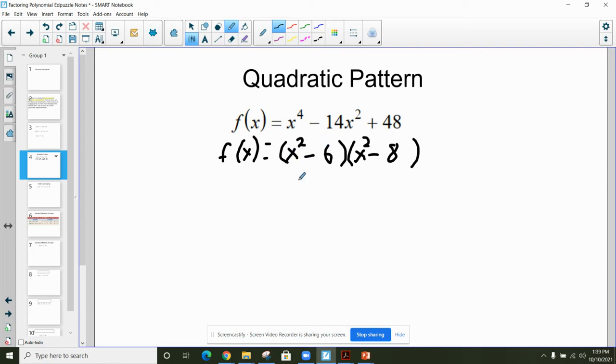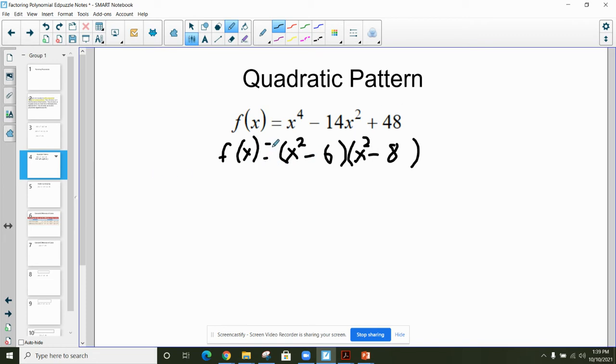And then you would have to check to make sure that these aren't the difference of two squares. And neither one is a perfect square here, so this is factored. This is called the quadratic pattern. It works when you have a trinomial that has an even degree, and the middle term exponent is half that of the first. If you can get the numbers to work out, then we factor just like a quadratic.